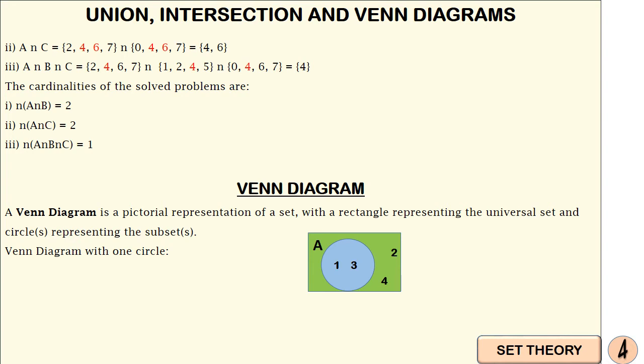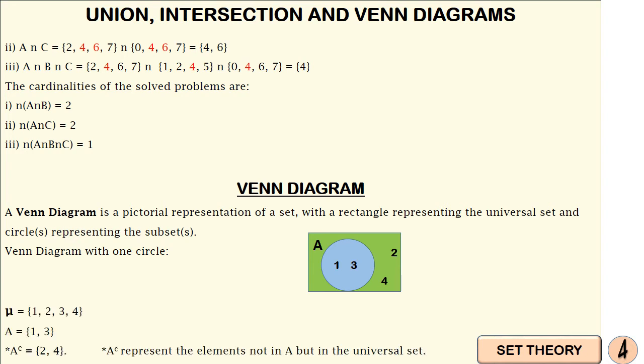The rectangle colored green is the universal set, while the blue circle is the subset A. A contains 2 elements, and there are 2 elements that are outside A. In essence, the universal set will contain elements 1, 2, 3, and 4, because they are all found in the rectangle. The set A will contain elements 1 and 3 in the blue portion.